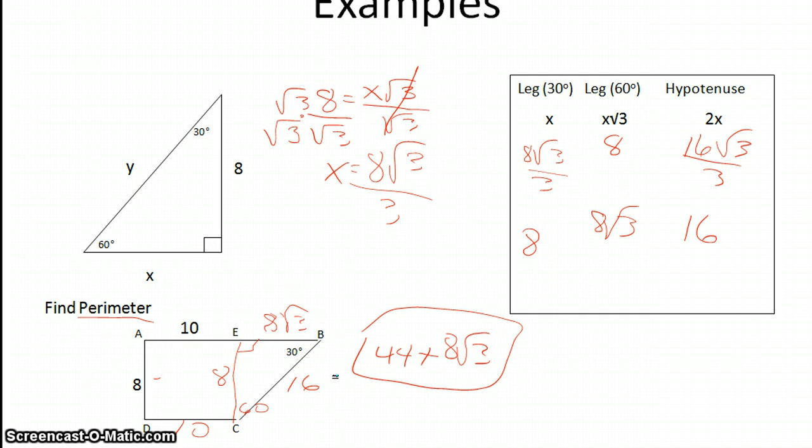All right, this has been a quick look at your 30, 60, 90 triangles. I hope that helps you with your problems. Always remember to use your ratios. Always put in the side they gave you to start with, and that will help you find your other two sides.